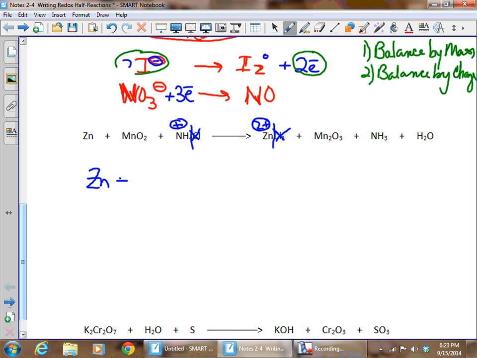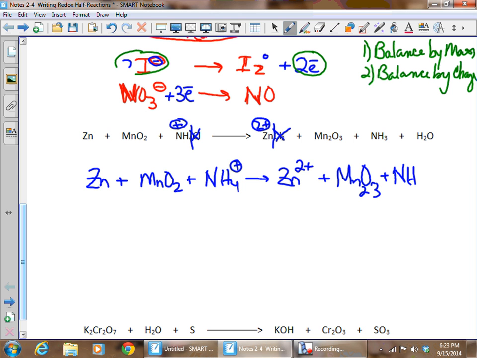So we end up with zinc plus manganese dioxide plus the ammonium ion, yielding the zinc 2+ ion plus Mn2O3 plus ammonia plus the water. And now we assign charges. We know zinc is going to be 0. We've already established over here that this zinc is a 2+. The manganese and oxide here, oxygen's -2, that gives us a total -4 for oxygen, which means manganese must be a +4.